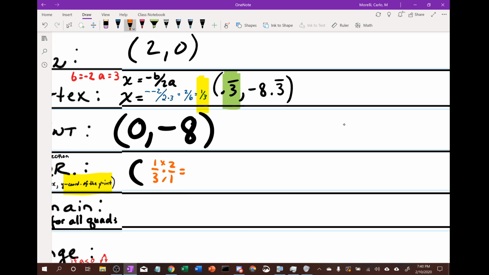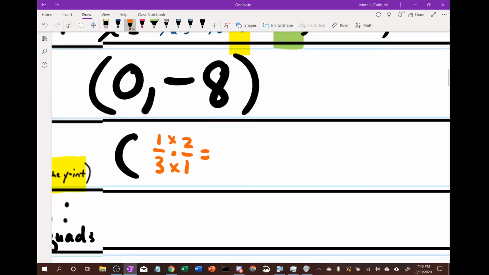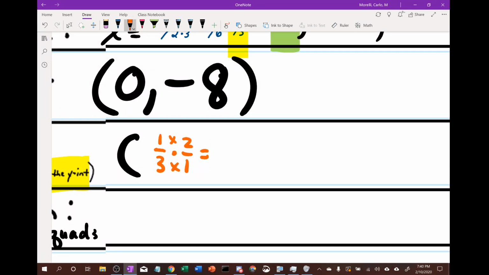Multiply across the top and across the bottom. She's saying 2 over 3. Okay, sorry, 2 over 3. This is the x coordinate.